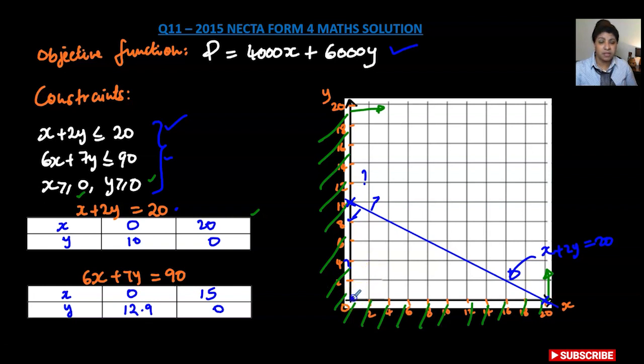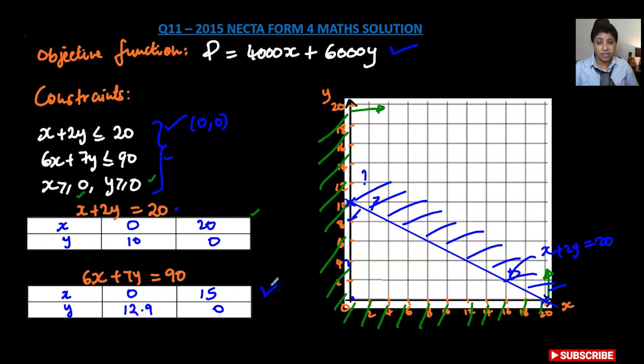I'm going to pick (0, 0), which is on this side of the line. I'm going to put it in there. So when x is 0, I get 0 plus 0. Yes, 0 is less than or equal to 20. So I'm happy with that side. That means I'm going to shade that region over here.